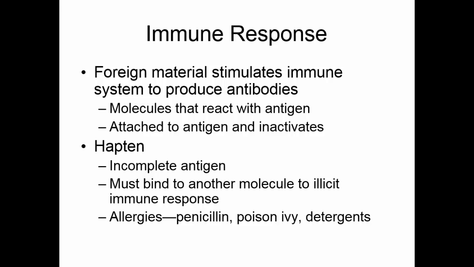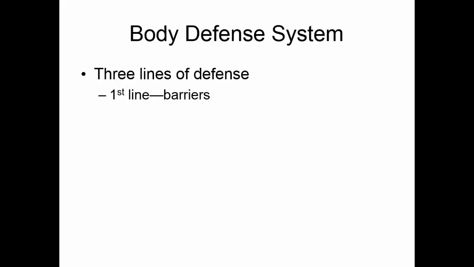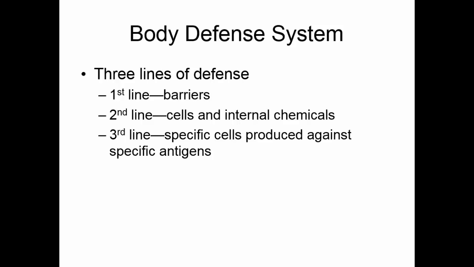The body's defense system can be divided into 3 lines of defense. The first line are the barriers of the body. The second line are certain cells and internal chemicals of the body. And the third line are specific cells that are produced against specific antigens.